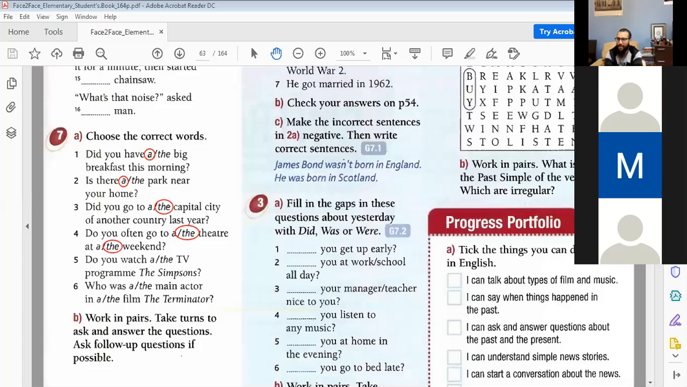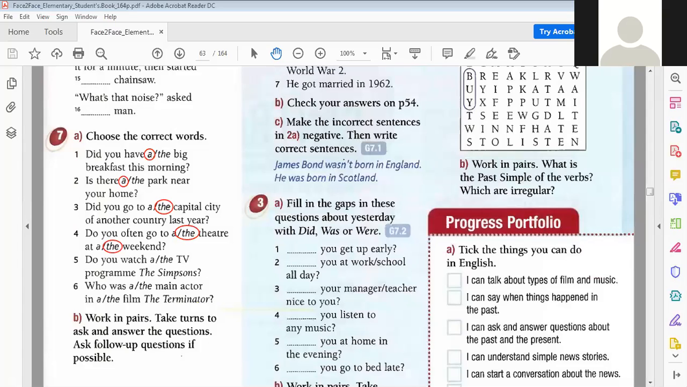Okay, Besma, would you like to explain this one? Why do we have to use the here in number 4? This is a fixed expression. Correct. The theater, the weekend. Yes. Very good. That's it. Because the theater and the weekend, these are fixed, you know, fixed in the language and they don't have a specific rule. So we have to use the. That's correct. Okay, number 5. Who would like to do number 5?